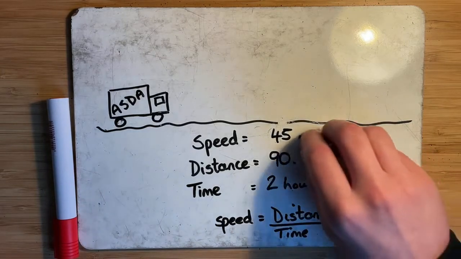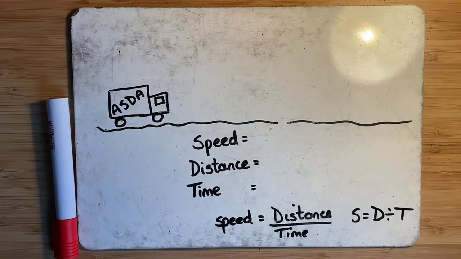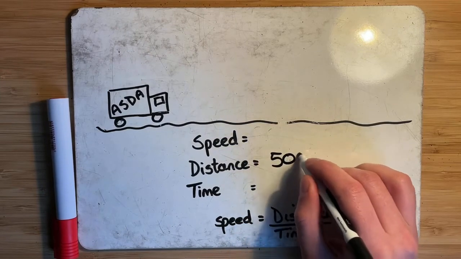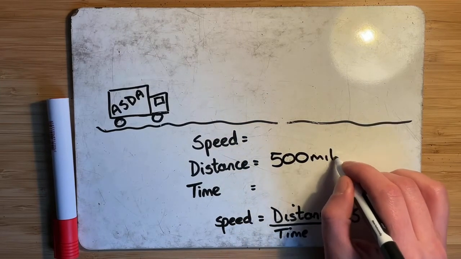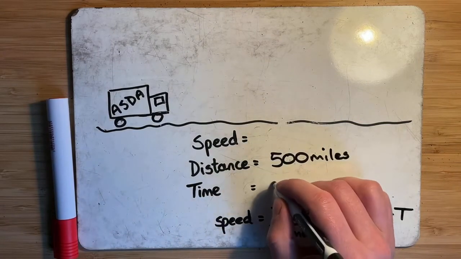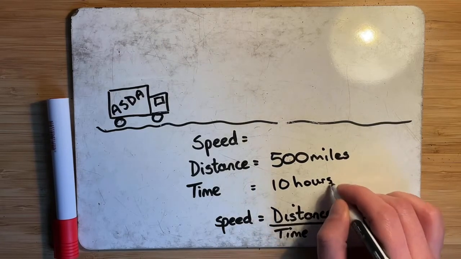Let's say that we're going to calculate the speed again, just using the exact same method. So we don't know our speed yet, but we do know the distance and we do know the time. Let's say this time that he drove 500 miles. Please don't break into Proclaimers music at this point. He drove 500 miles and it took him 10 hours. Quite a long journey, that one.